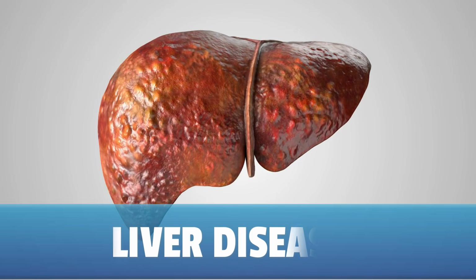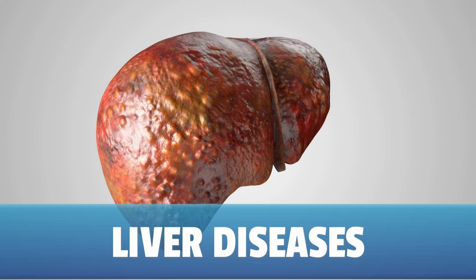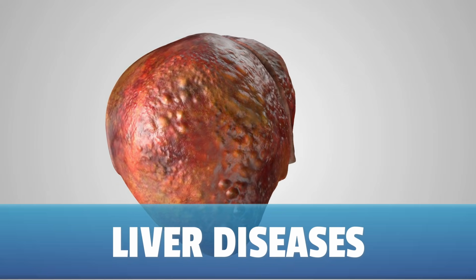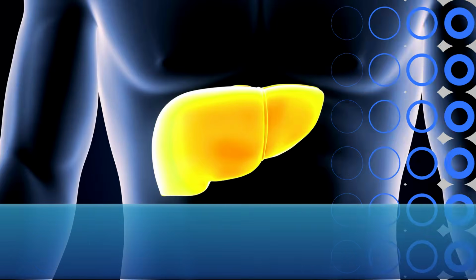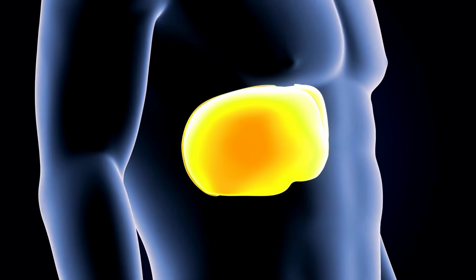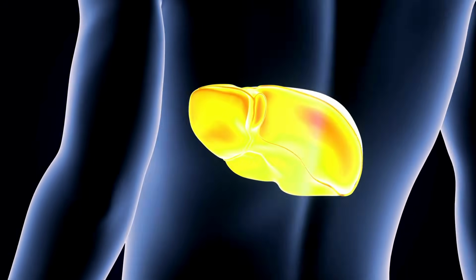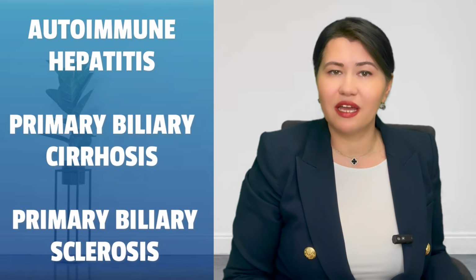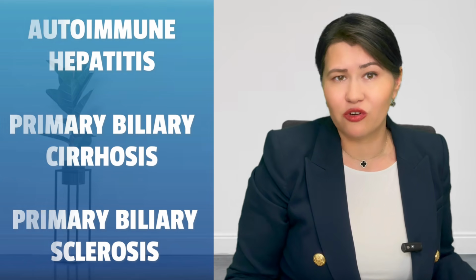Liver diseases. Another common cause for a positive ANA test are liver diseases. Your liver is a vital organ responsible for detoxifying your blood. But what happens when your immune system targets the liver? Then you may develop an autoimmune disease of the liver, of course. The most common autoimmune diseases of the liver are autoimmune hepatitis and primary biliary cirrhosis or primary biliary sclerosis.